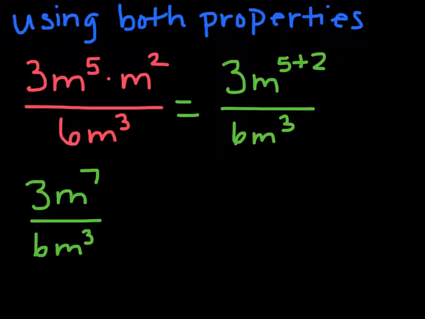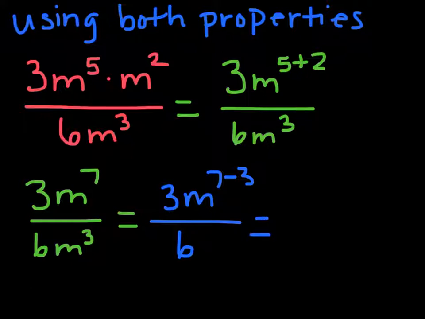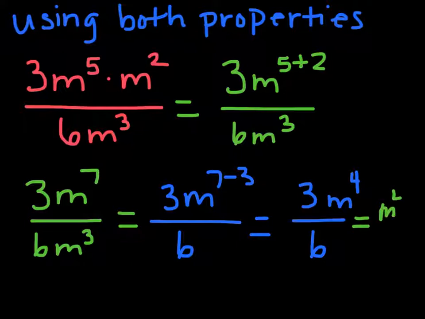Now we use the quotient of powers property and rewrite our fraction like this: 3m to the 7 minus 3 over 6. And we solve to get 3m to the 4th over 6, which we will then reduce to m to the 4th over 2.